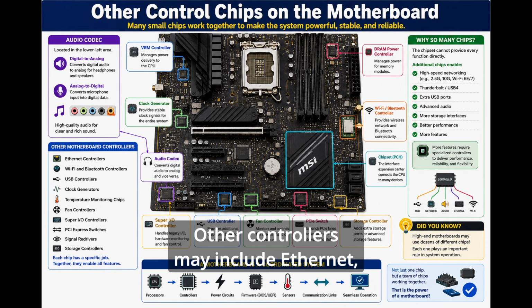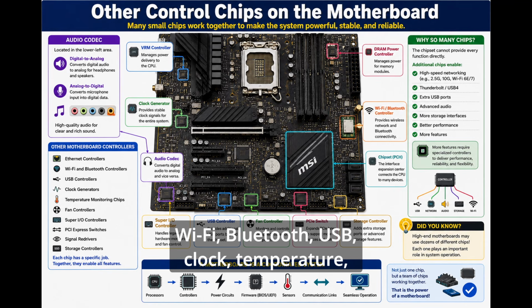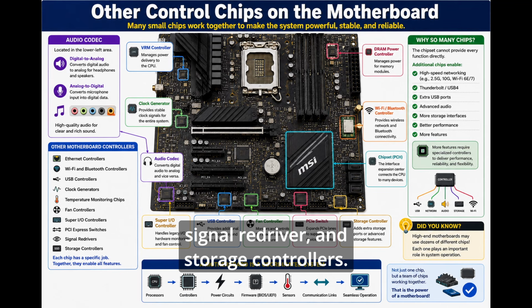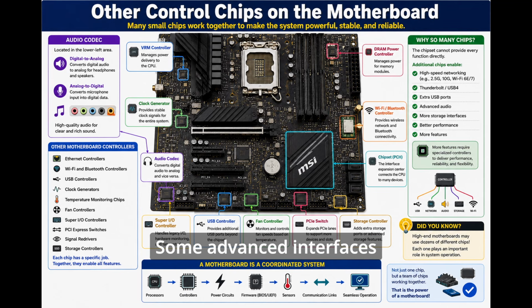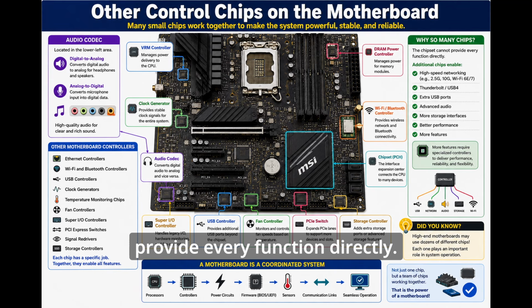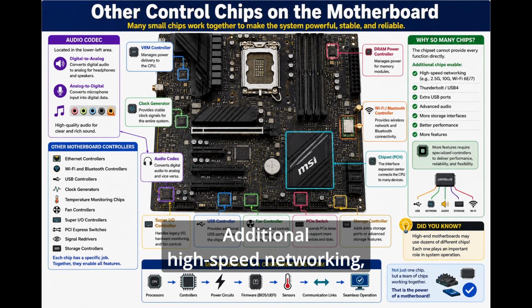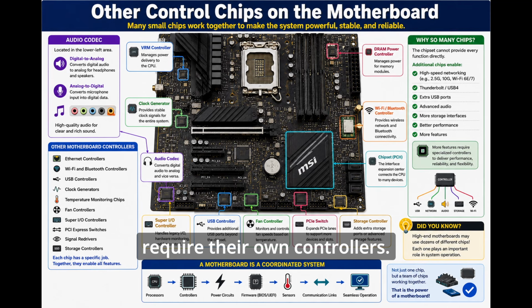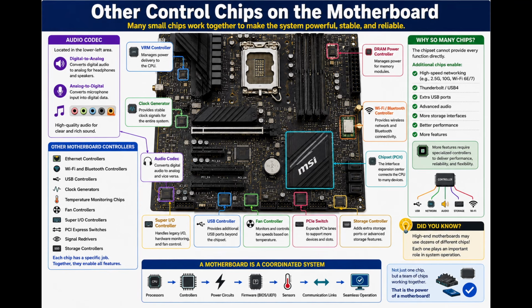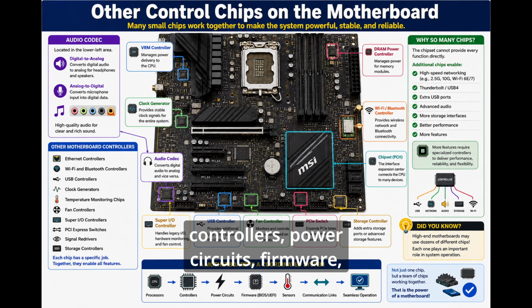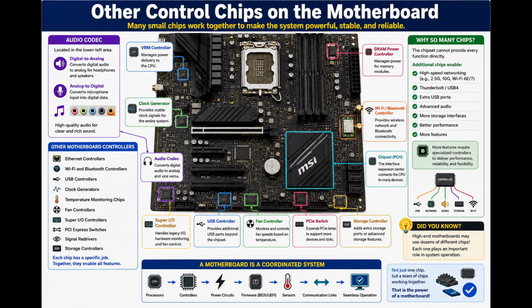Other controllers may include Ethernet, Wi-Fi, Bluetooth, USB, clock, temperature, fan, Super I/O, PCI Express switch, signal redriver, and storage controllers. Some advanced interfaces require separate third-party chips because the chipset cannot provide every function directly. Additional high-speed networking, Thunderbolt, extra USB ports, or specialized storage features may require their own controllers. A motherboard is not controlled by one chip. It is a coordinated system of processors, controllers, power circuits, firmware, sensors, and communication links.